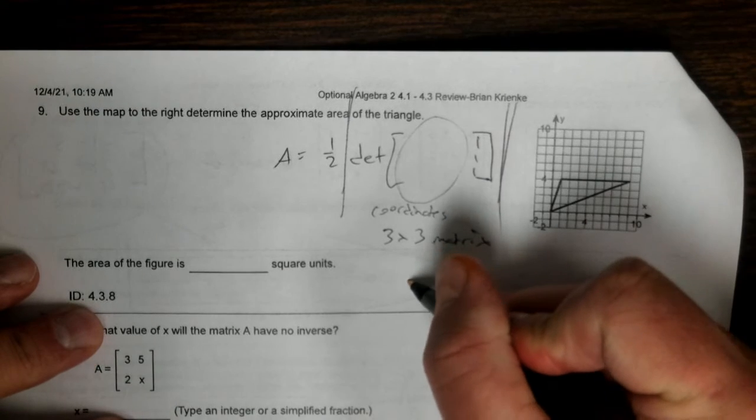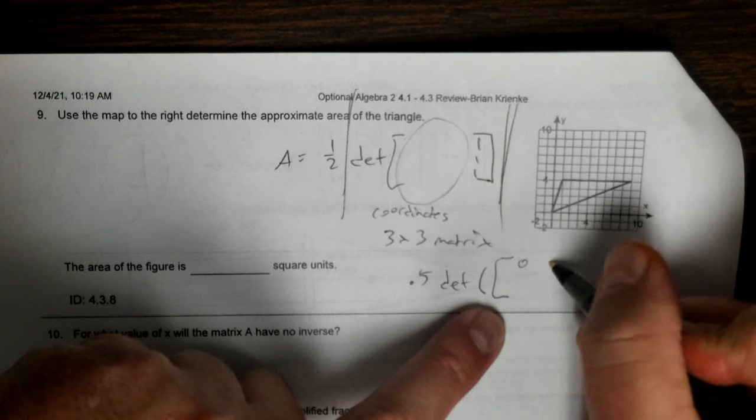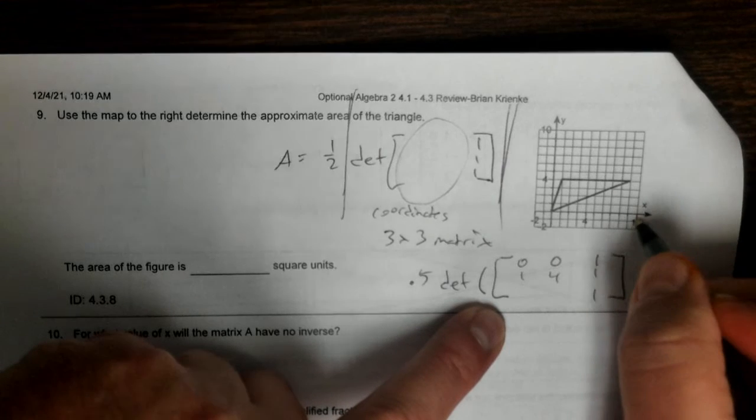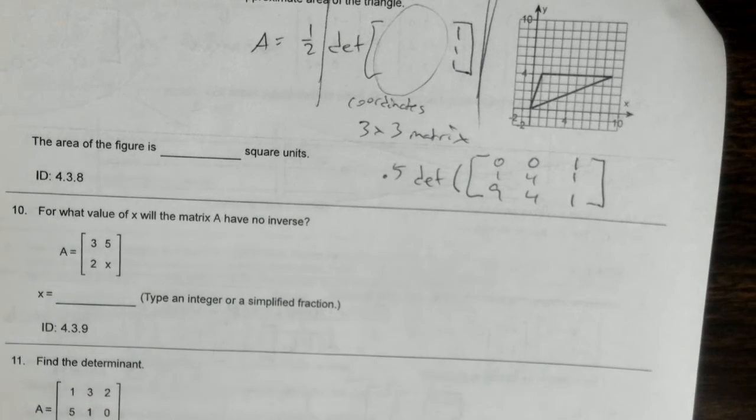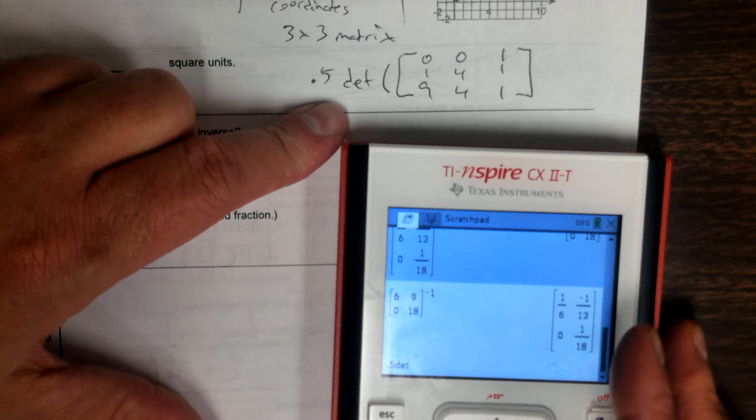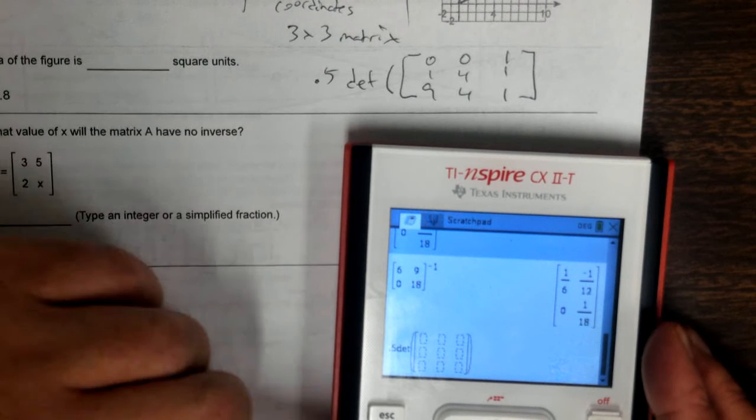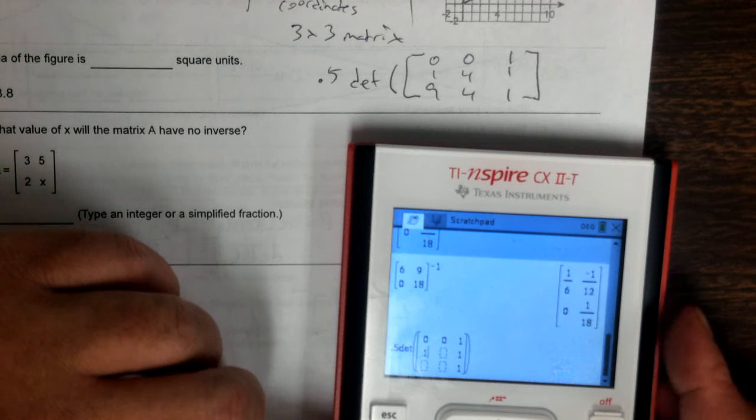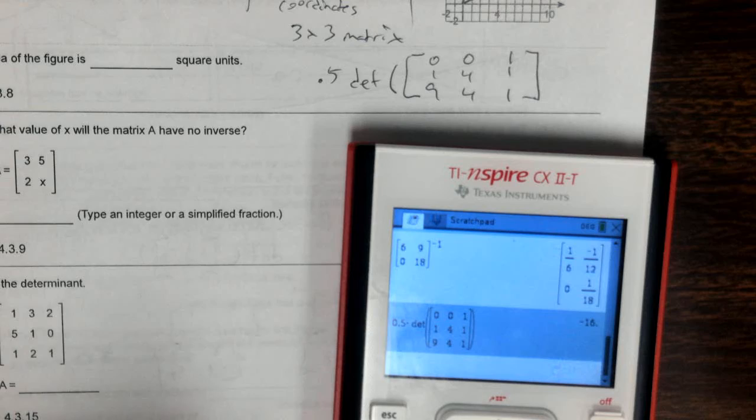So on this one, I want half, or you could put 0.5 as half. The determinant 0, 0. All these had to be 1s. That one's a 1, 4, and this one is a 9, 4. Okay, so let me try that, and if we get a negative, then we'll just change it to positive. Three by 3 matrix, because the 1s are the extra. Okay, see, I got negative 16, so you just change it to positive 16.